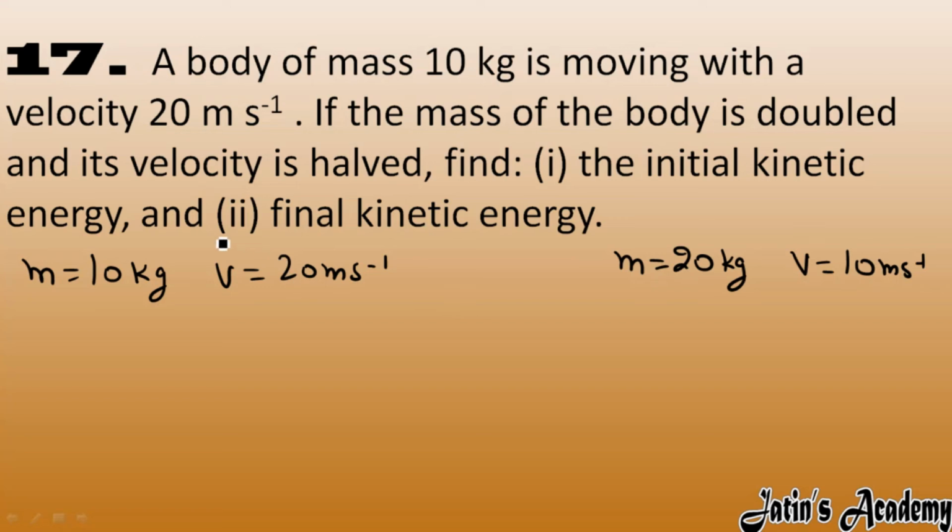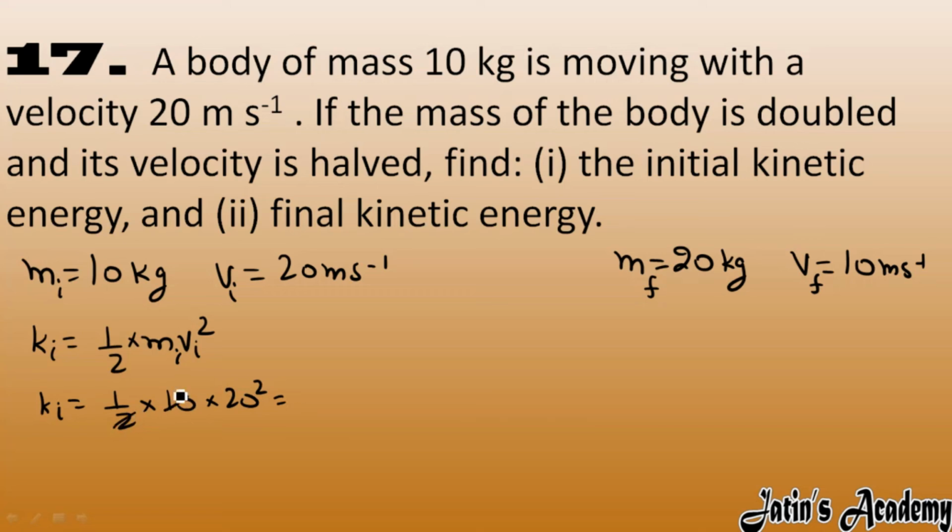Now we have to calculate initial kinetic energy. Here it is an initial case. Initial kinetic energy we have half m v square, initial mass and initial velocity square. So initial kinetic energy we have half, mass is 10, velocity we have 20 square. So here we got it as 5. So 5 into 400, here we got it as 2000 joule.